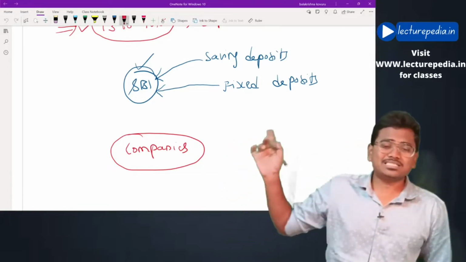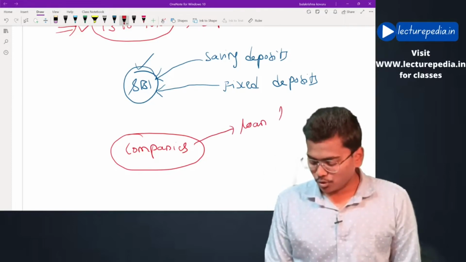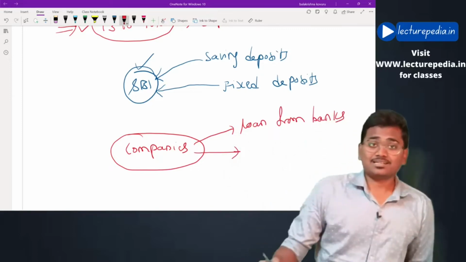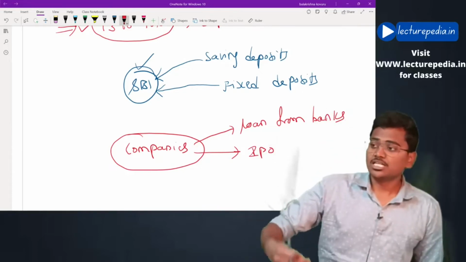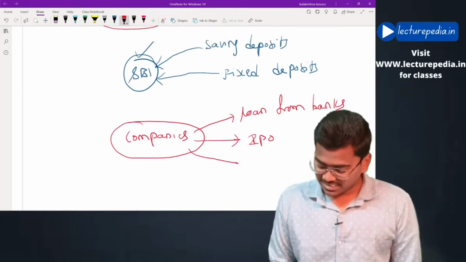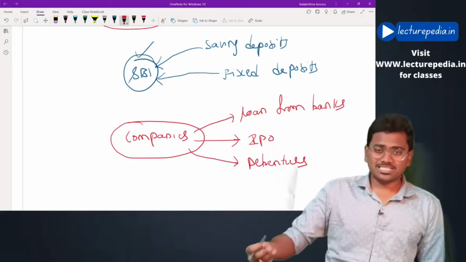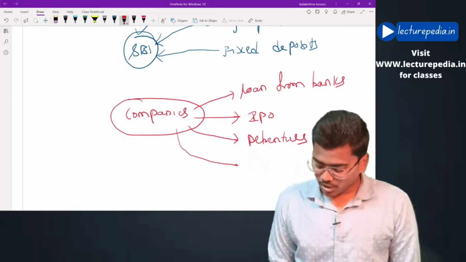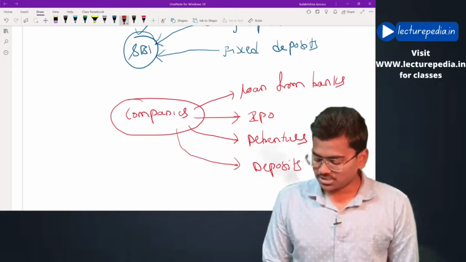See, companies can raise amounts from various sources. First one, loan from banks. Or it can raise money from the public through an IPO, initial public offering. By issuing the shares of the company, it can raise money. It can issue debentures. It can also raise money by issuing debentures. In the same way, it can also accept deposits from the public. Deposits from public.